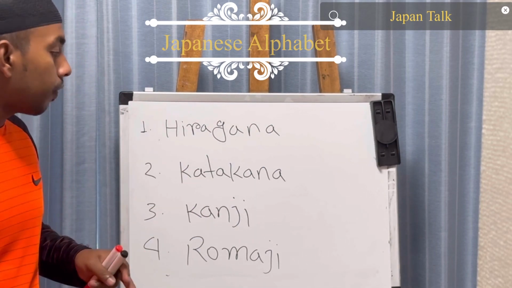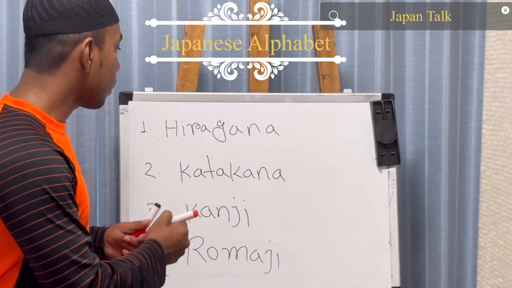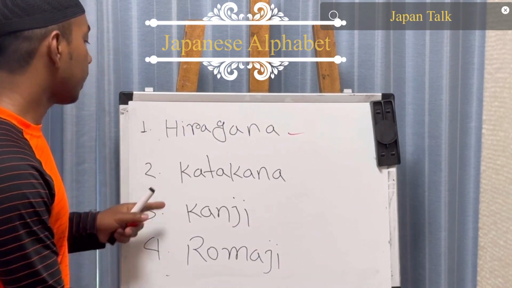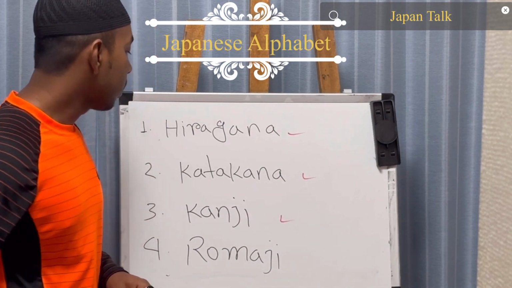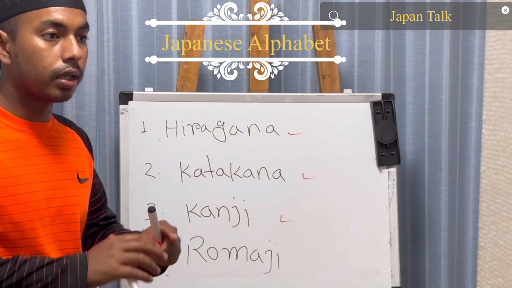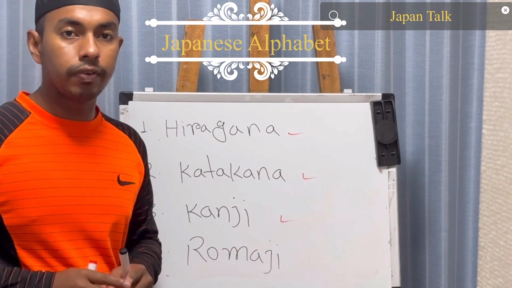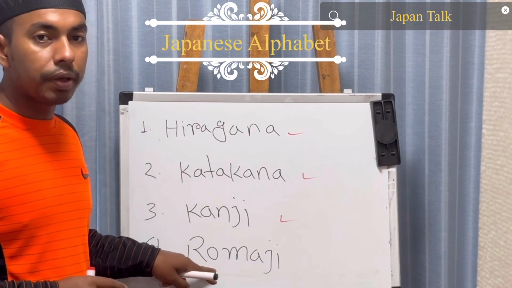In Japanese there are mainly three alphabets. The first one is Hiragana, second one is Katakana, and the third one is Kanji. And another one is Romaji. Romaji means it's like the English alphabet. The Japanese people sometimes use it.